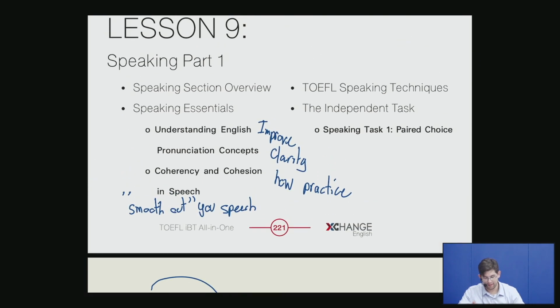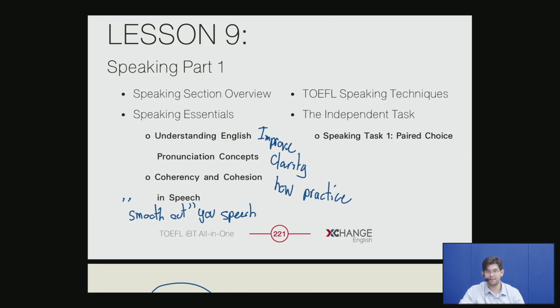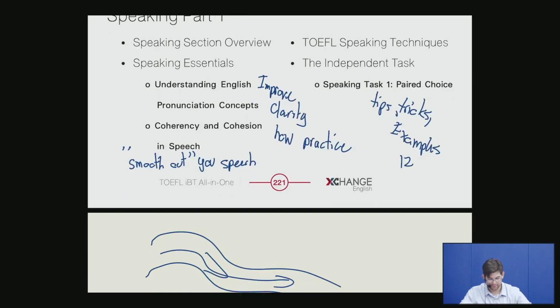And the last thing we're going to do today is talk about part 1, or speaking task 1. This is the first out of 4 parts. We're going to go over some tips, tricks, and examples today. Examples. I apologize, I misspelled that. Examples on how to do part 1 more successfully. We have roughly 12 examples to do today.